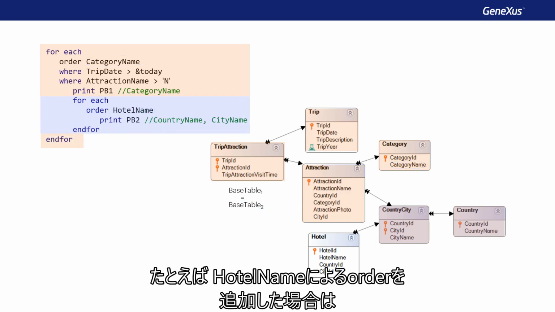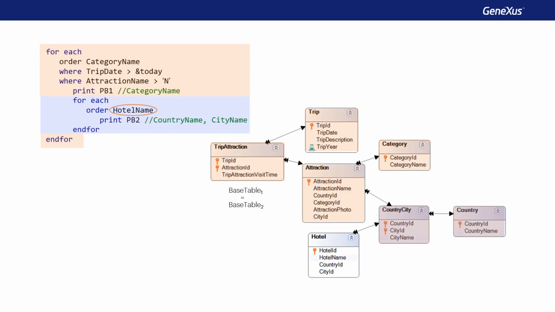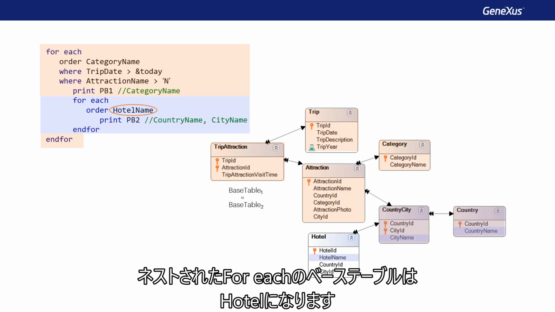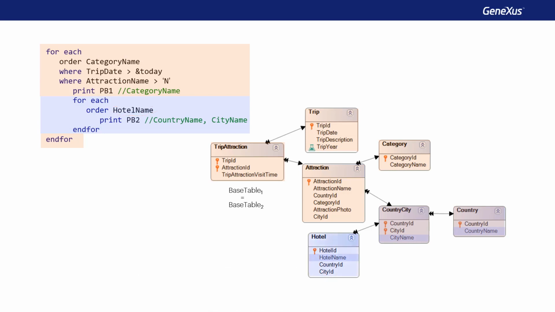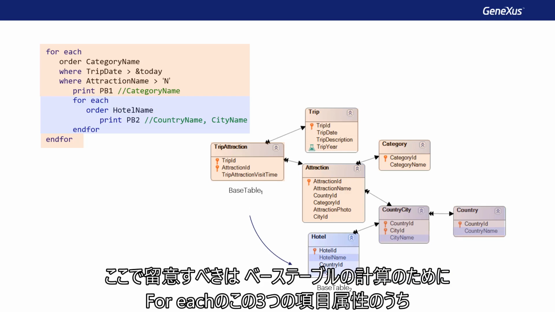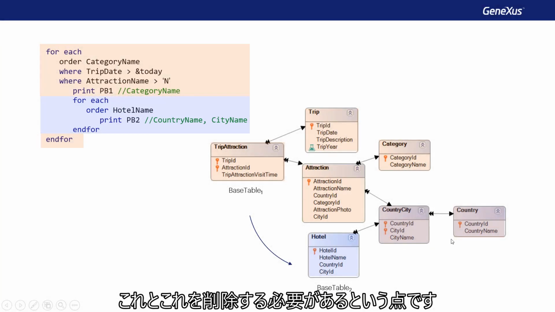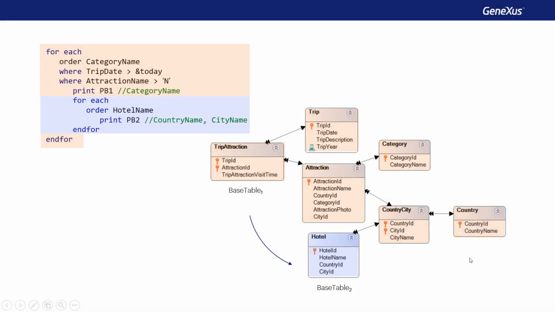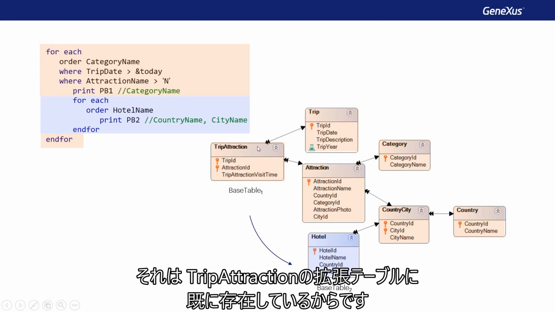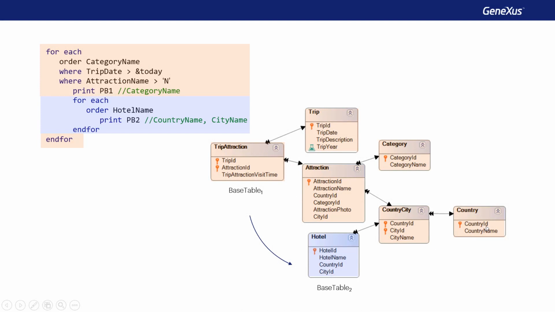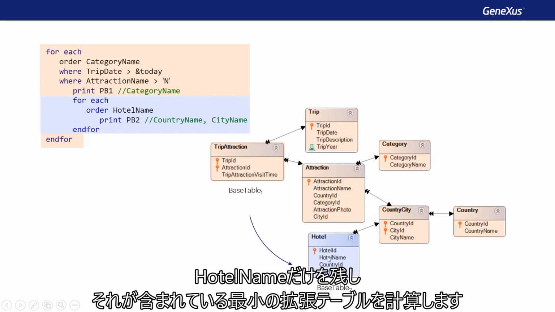If, for instance, you added an order by hotel name, then things would be different, and the base table of the nested for each will be hotel. Note that here, from these three attributes of the for each, you'll have to remove this one and this one for the calculation of the base table because they're already in the extended table of trip attraction. Only hotel name remains for calculating the minimum extended table that contains it.